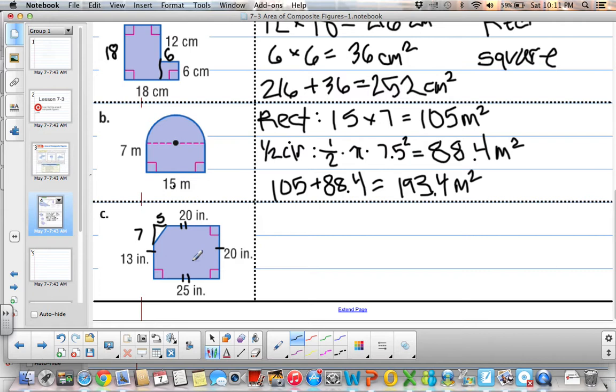So now what we can do is we can find the area of this whole rectangle. I'm just going to label it as R. So the area of the rectangle then is base times height, or one side times other side. So we have 25 times 20. 25 times 20 equals 500 inches squared.